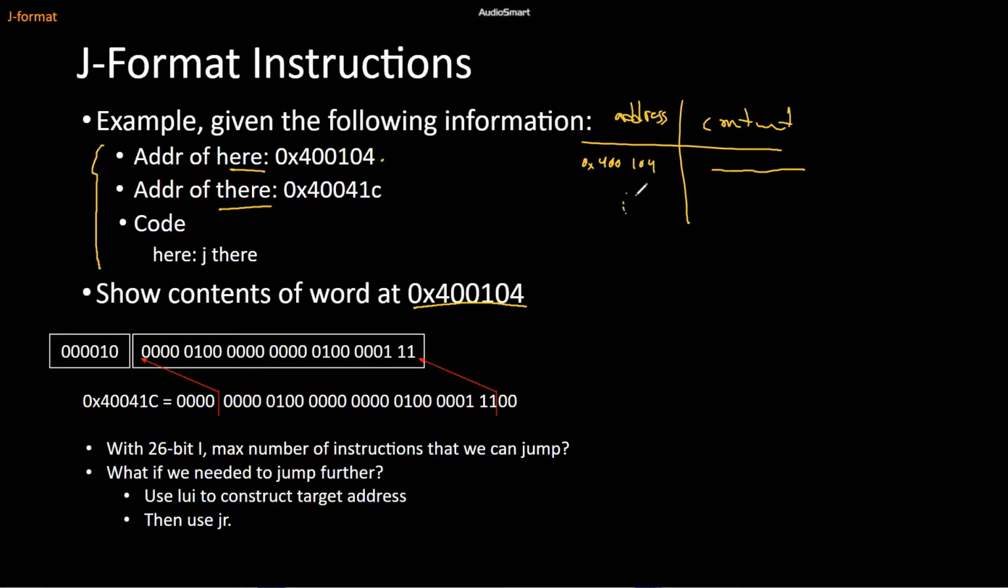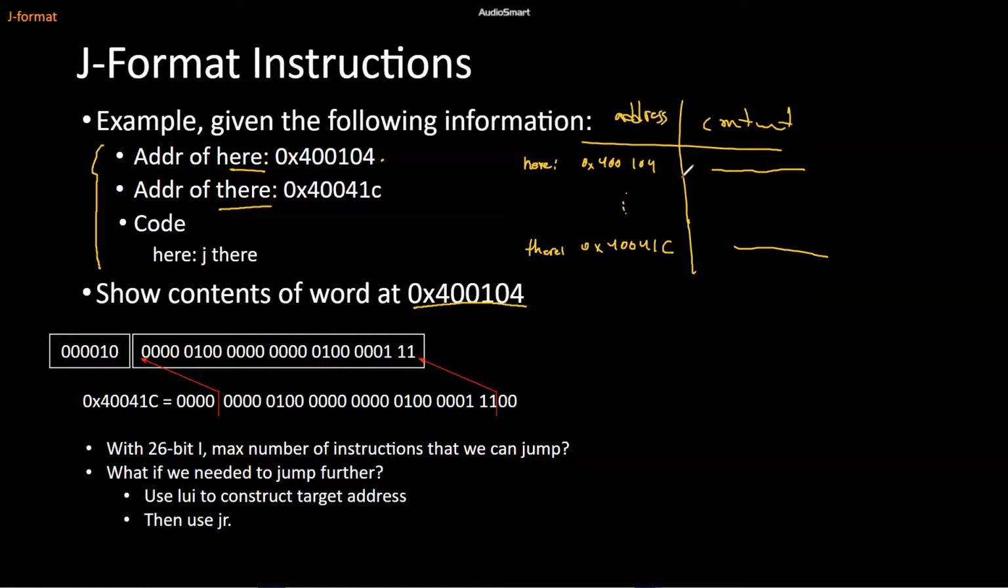Then we have some other locations in the memory, and somewhere else we have 40041C. That is here, and that's there, the label. And this one has some content also. So what are these contents? Obviously, these are part of our code or text section, and these contents are actually representing instructions. So they are assembled instructions.